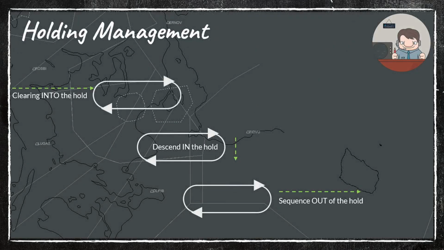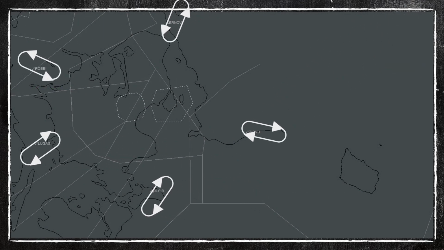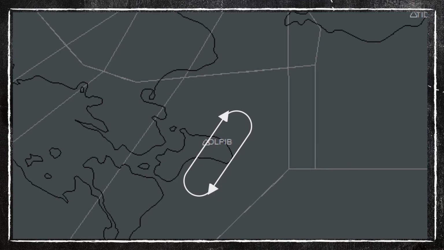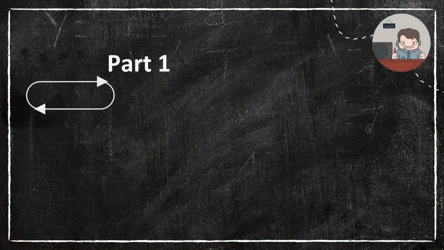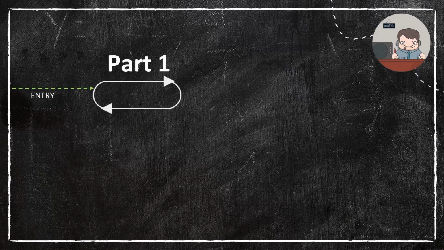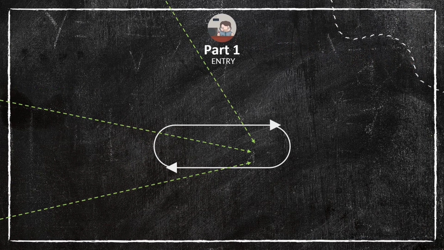of the holdings. I will not be showing all 5 holdings because otherwise this video will become 3 hours long, so I will be using the Aalpeep hold on the Monarch arrival as an example, as this is the most common and complex holding, which leads us to part 1, the entry. This is the easiest part. You need to clear airplanes into the holding.